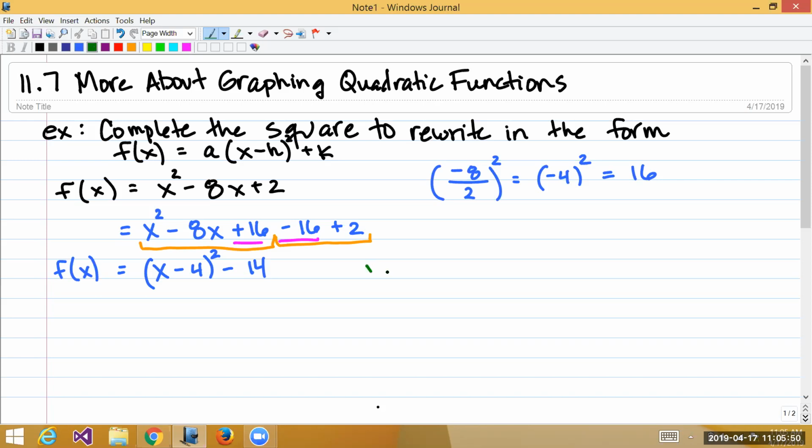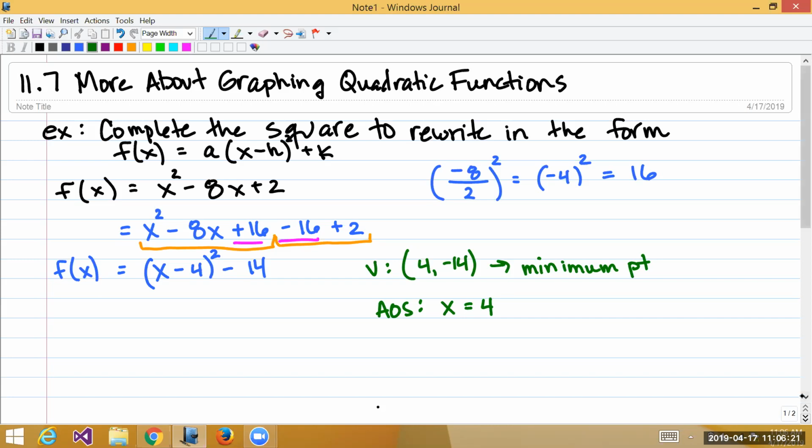What's our vertex? Our vertex is 4, -14. Is this a maximum or minimum? Well, we need to ask ourselves, does this open upward or downward? Well, there's a positive number, +1 here, so that means it opens upward, which makes this a minimum point. And what is our axis of symmetry? Our axis of symmetry is the line x equals 4.